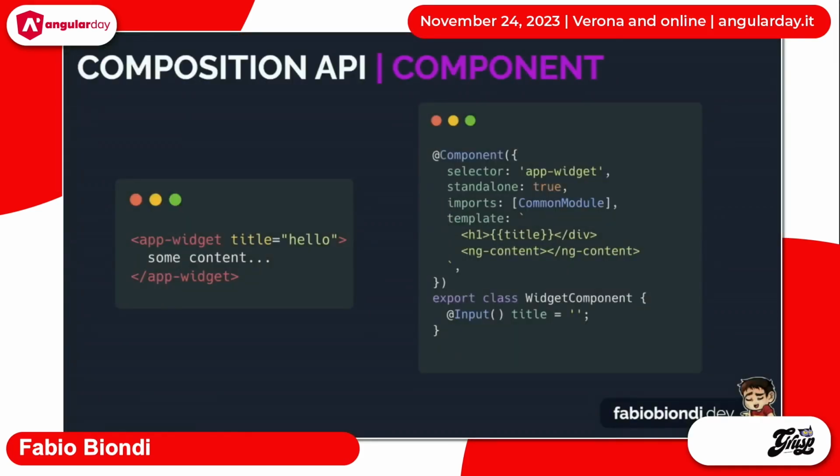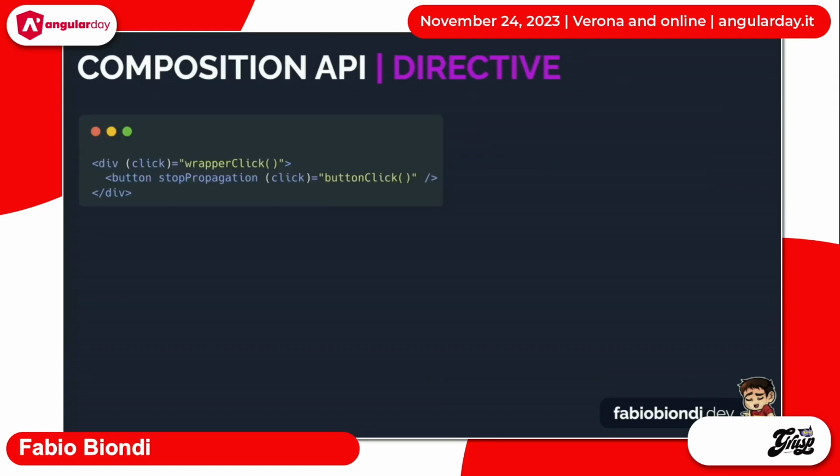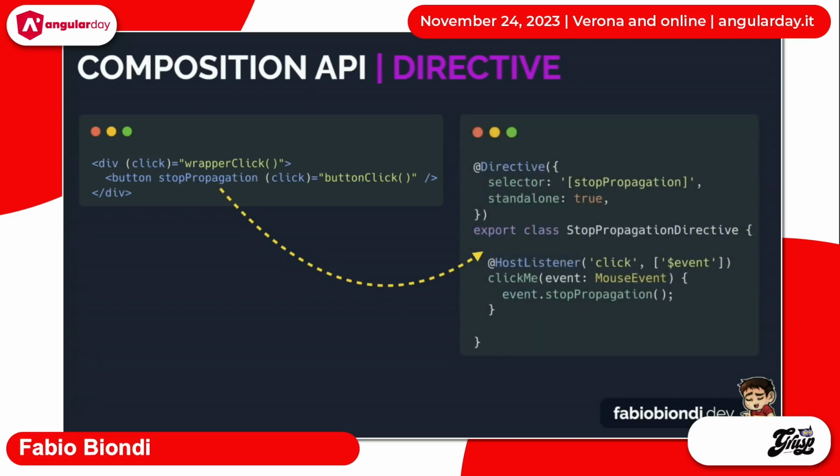Another interesting feature that is available from Angular 15 is the composition API. Imagine that we have an app widget component that has a simple template with an input title and a projection with ng-content. And we also have a StopPropagation directive to, of course, stop the propagation of the event. So we use HostListener, we listen for the click, and when the user clicks on the button, the propagation is stopped. Okay, we want to use this stop propagation in our component.